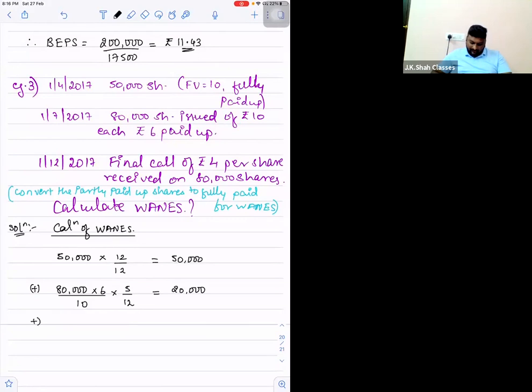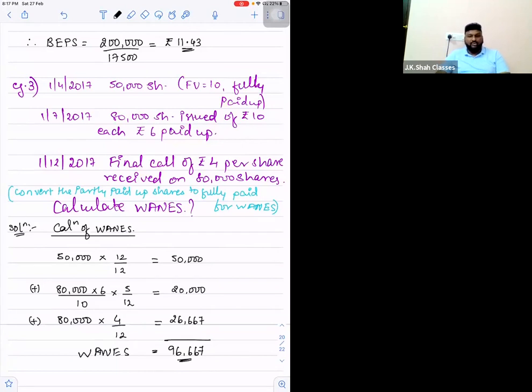So now I will add up. From December they are now full 80,000 shares. No requirement of any conversions because now they have become fully paid up, and 80,000 shares will be outstanding for a period of 4 upon 12 months. So how many number of shares come over here? That is 80,000 divided by 3, 26,667. So it is 96,667 is your weights.